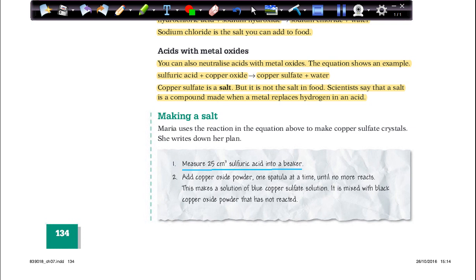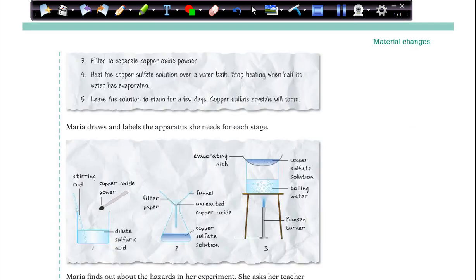the beaker. Add copper oxide powder, 1 spatula at a time, until no more reacts. This makes a solution of blue copper sulfate solution. It is mixed with black copper oxide powder that has not reacted. Then she continued the third step, which is she needs to filter to separate the copper oxide powder. Then she wants to heat the copper sulfate solution over a water bath. Stop heating when half its water has evaporated. Leave the solution to stand for a few days. Copper sulfate crystals will form.